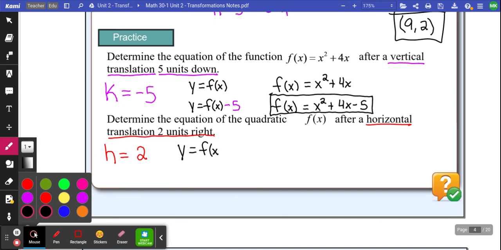Wouldn't h be negative? It's positive 2 because I want to go to the right, but when I put it into my equation, it turns negative. So it looks like this. x minus 2. Like that. So it looks negative in function notation, but when I speak about the h value, it would be positive 2. Those horizontal ones are messy, right? Because the value changes from positive to negative.